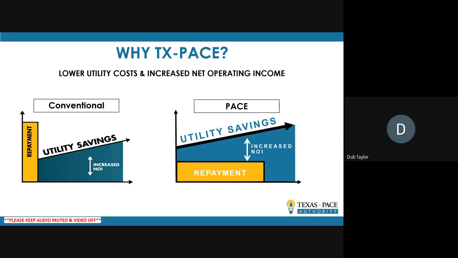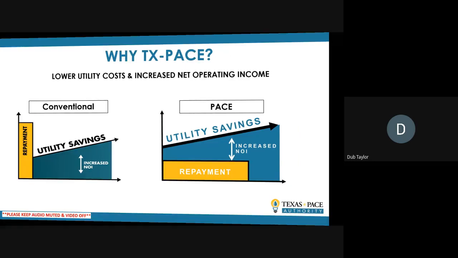With PACE, what we do is we lay over that repayment over a longer term, meaning that your net operating income and positive cash flow starts really on day one. And so it better aligns the utility savings of these longer life assets and projects being financed through PACE with the benefits. That's really the key here.